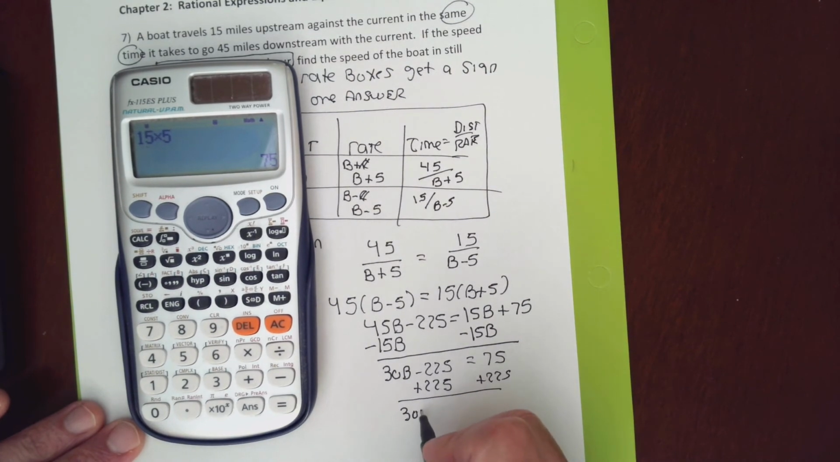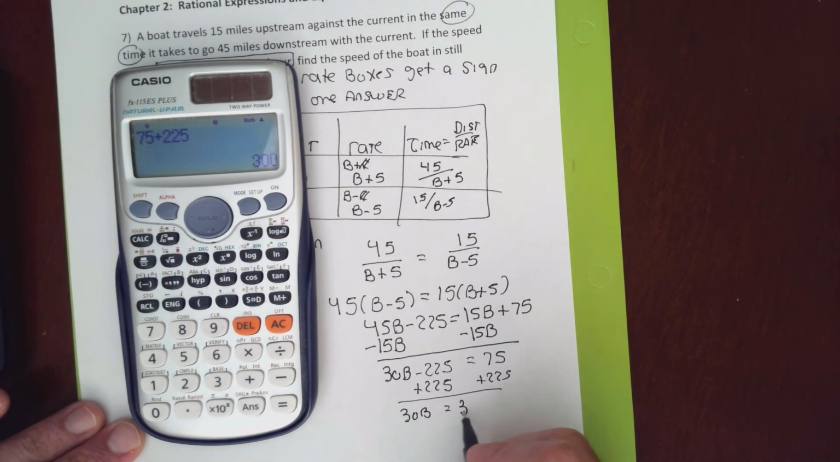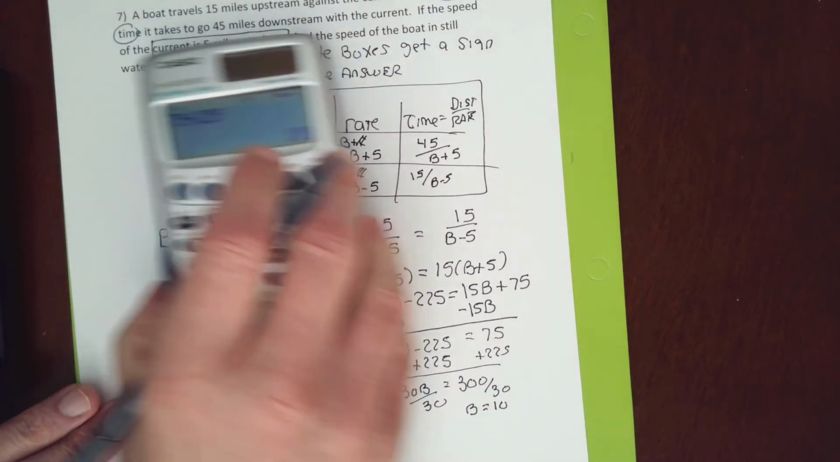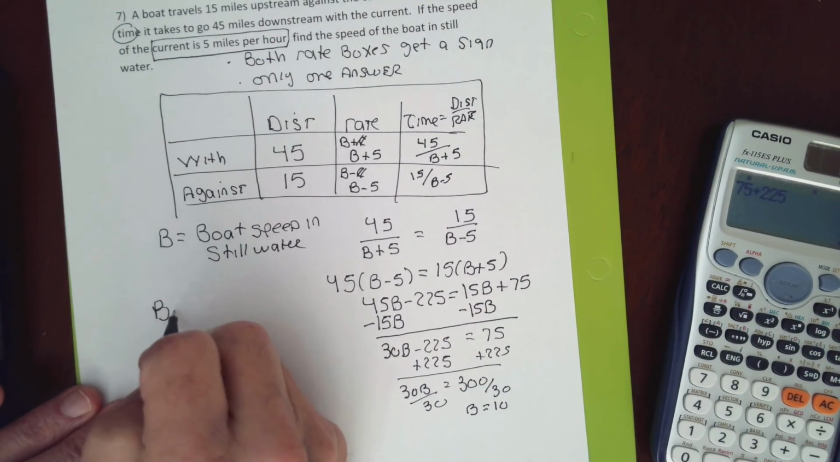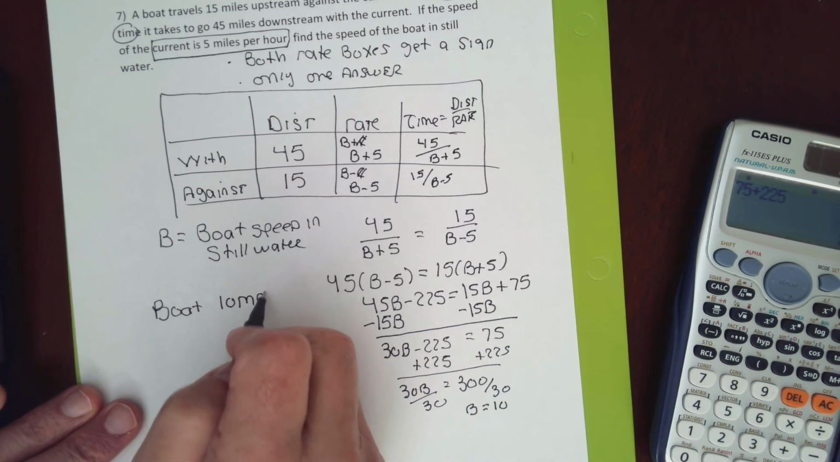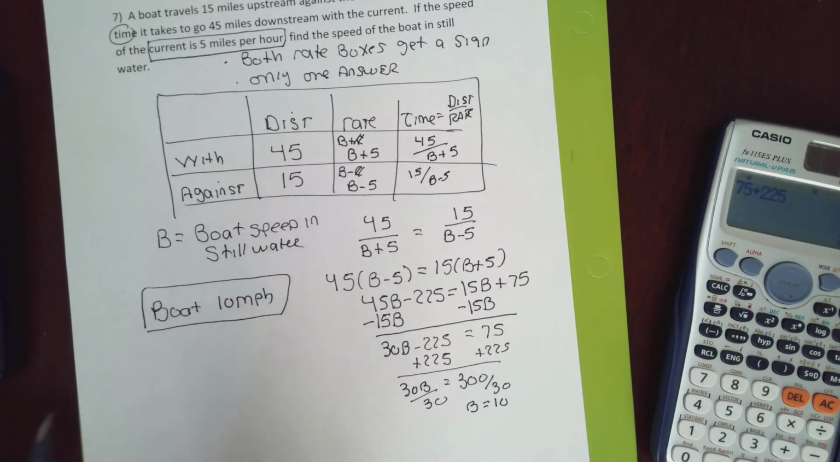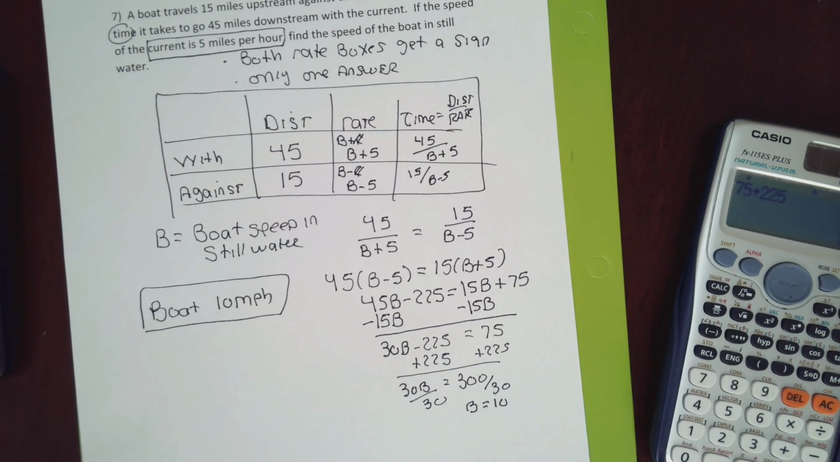That'll give me 30b equals 300. And then I'm going to divide. And that's the only answer I need. That's the boat speed. I'm going to tack on some words: the boat speed in still water is 10 miles per hour. It's technically going 15 miles per hour with the current and 5 miles per hour against the current, but that's not what's asked for. It's asked for, independent of the river, how fast the boat is going.